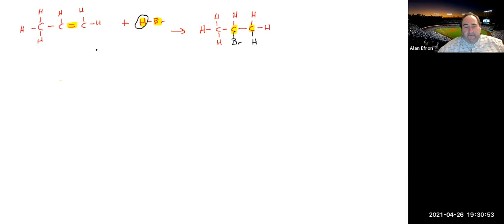Again, it doesn't matter if it's a symmetrical addition where you're adding 2 of the same. In that case, you don't even have to worry about it. You simply make the double bond into a single bond and put one on each of the carbons. That also happens, obviously, with water, like we talked about. Again, we would follow the same rule for something like water.